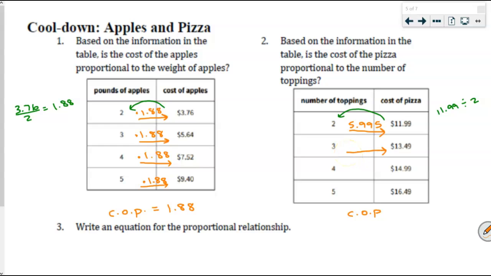3 times 5.995, is that going to be 13.49? No, that's not going to work. And as soon as it doesn't work, there's no point checking anything else. We know that there is no constant of proportionality.